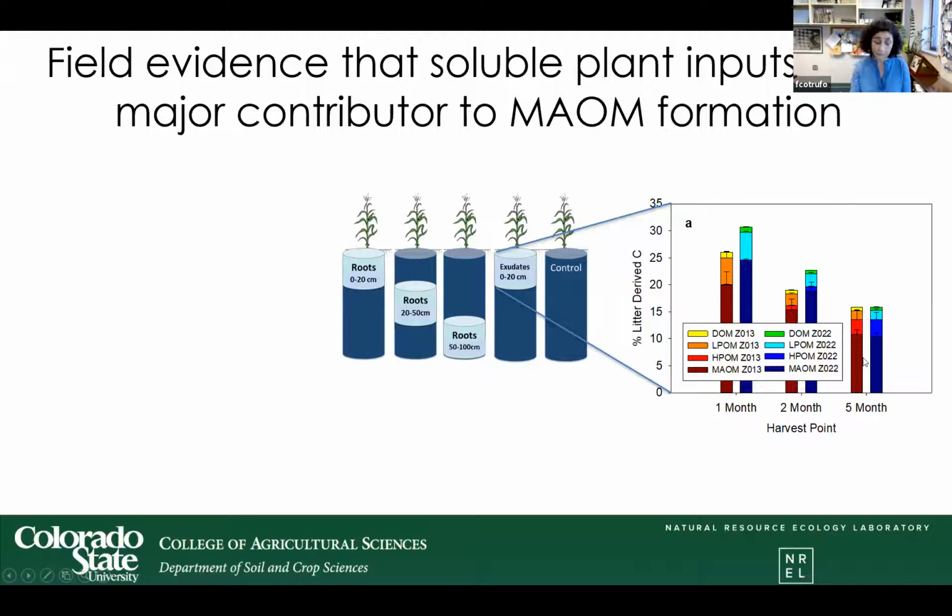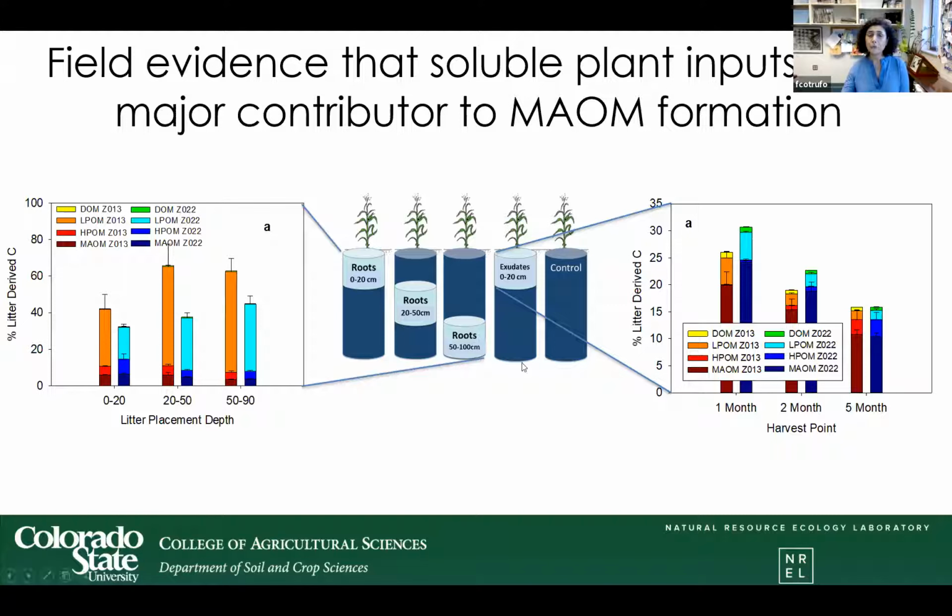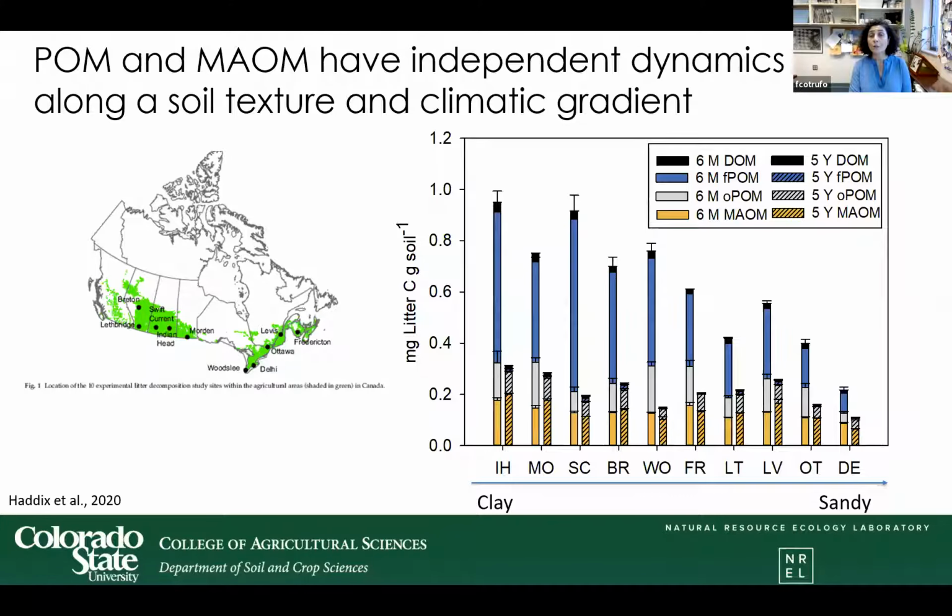Those 2 columns are the 2 varieties, whereas the root structures are mostly contributing to the POM. And so that is another confirmation of the 2 pathways. But what was particularly interesting, because it also allowed us to follow it over time, is an experiment that we did with Michelle in collaboration with Ed Gregorich in Canada, where he had incubated 13C labeled residues in 10 different sites along a texture gradient in Canada, as well as a climatic gradient.